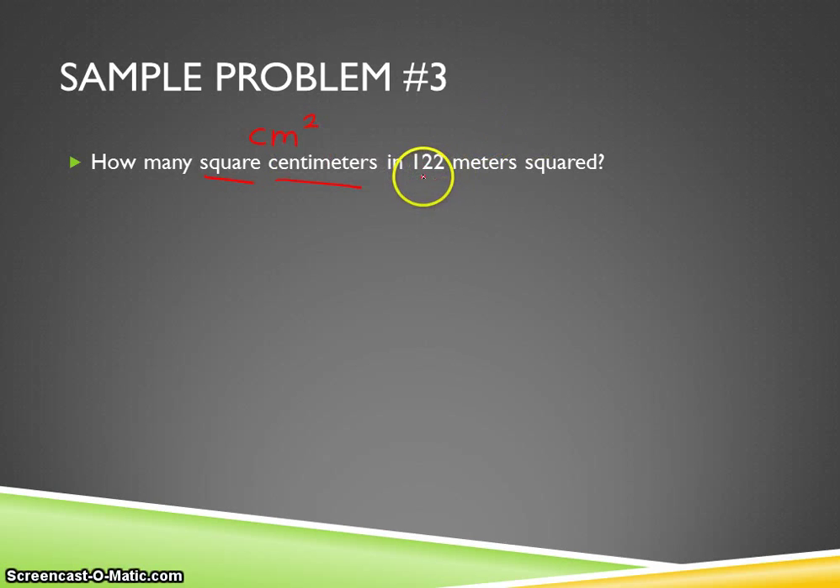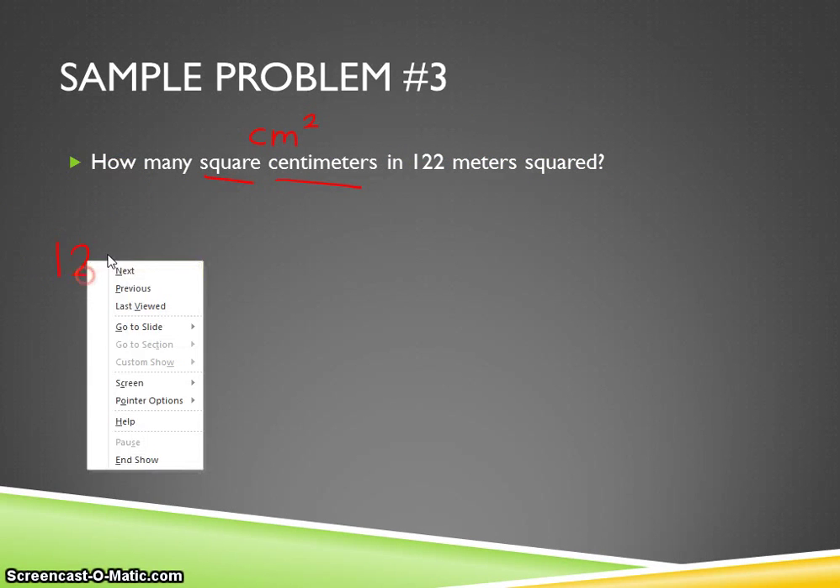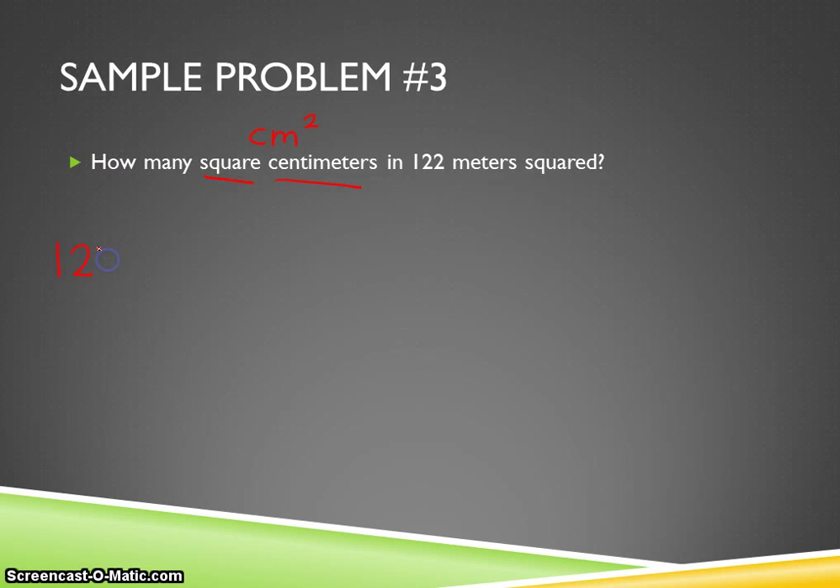All right. In this problem, we have 122 meters squared. So that's what we know, and I'm going to write that over here. The units that we're trying to find are centimeters squared. So on the right, I'm going to have equals blank centimeters squared. And just by looking at this, I don't think it's going to be one step. I think this is going to be a couple of steps, so I left myself some extra room here.